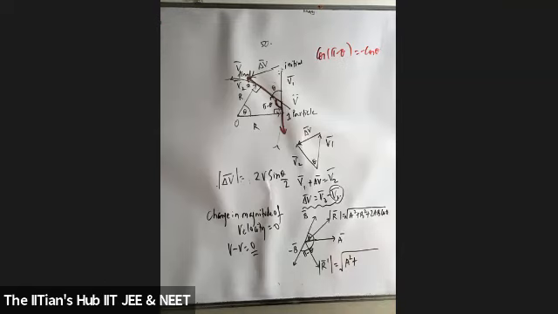What is the correct way of writing the parallelogram law of vector addition? The correct way of writing it, students, is under root modulus of a square. This is the correct way of writing.